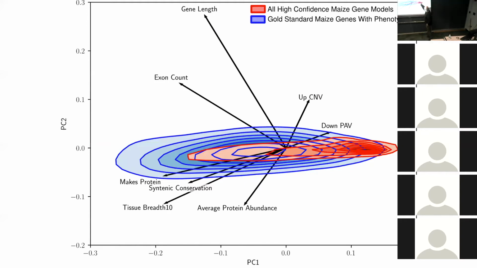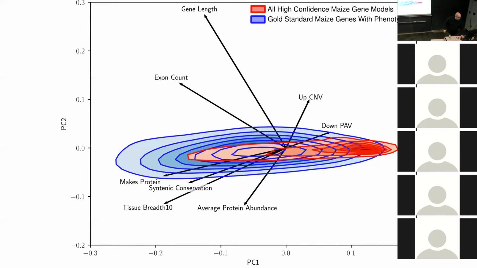So a lot of the annotated genes in the maize genome are concentrated over here. They're more likely to show presence-absence variation. They're less likely to be syntenically conserved. They're less likely to show evidence of being translated into protein. But the genes with known phenotypes tend to cluster over on this side of the distribution.